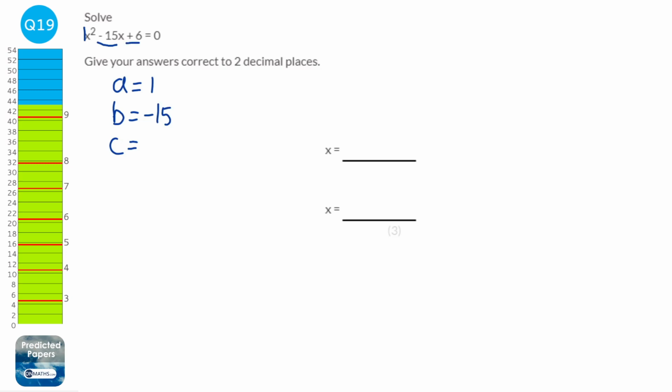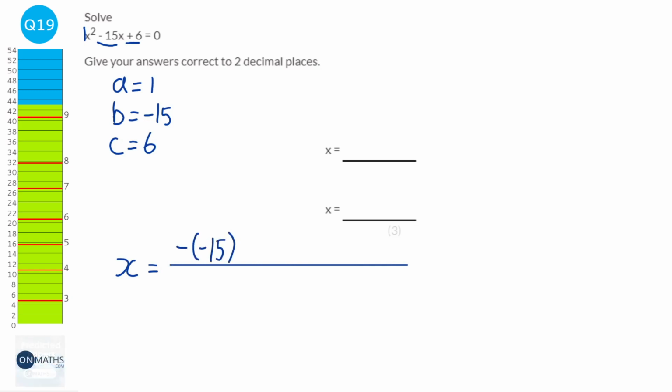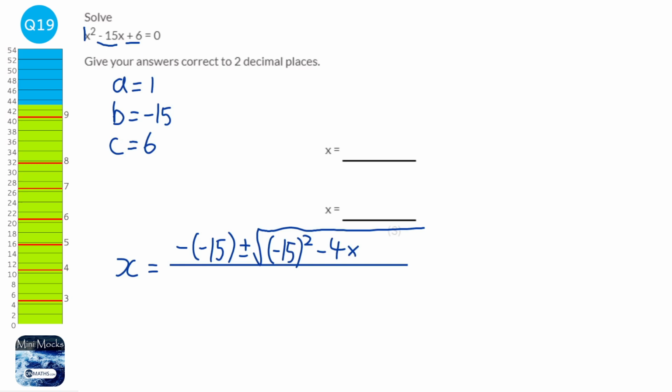And c is the number left over at the end. We're going to write down the quadratic formula, but instead of a, b, and c, we're going to feed in the values that we've got. So it's minus b. Always put them into brackets. Plus minus square root of b squared. So I always put a, b, and c into brackets, because here if you don't have the brackets it will square the 15, then put a negative before it. It won't be correct.